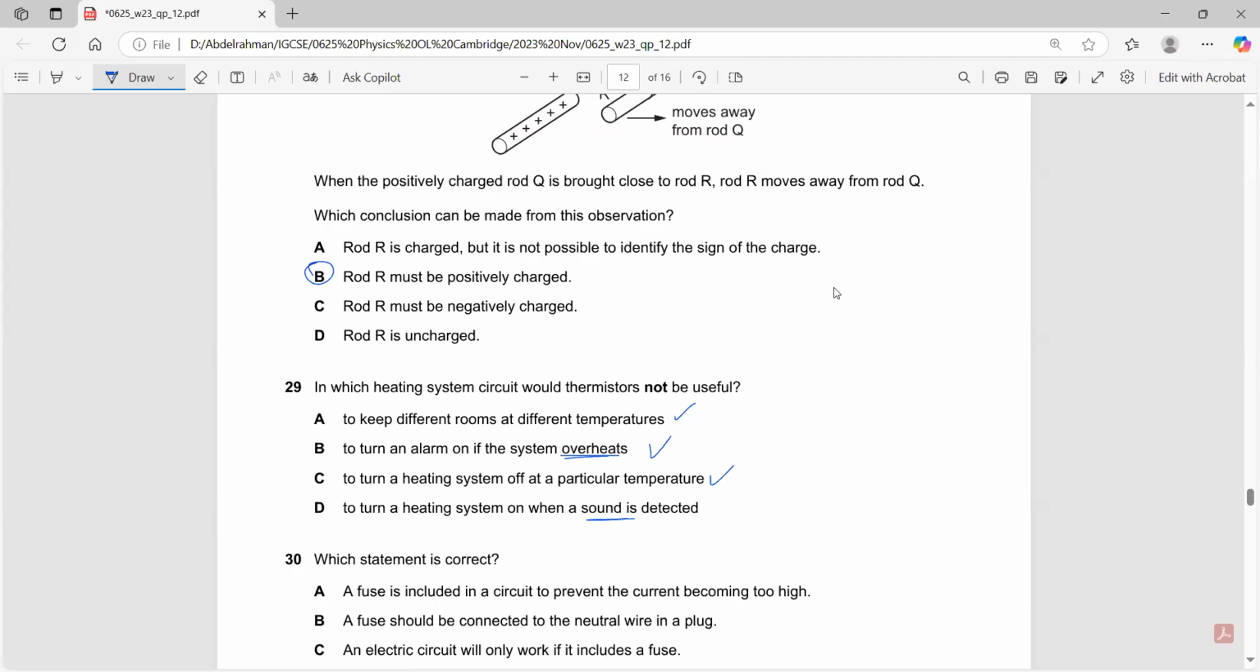No, you won't use the thermistor. Why? Because the thermistor wouldn't be effective. The thermistor cannot detect the sound. So this is the wrong application. Okay.